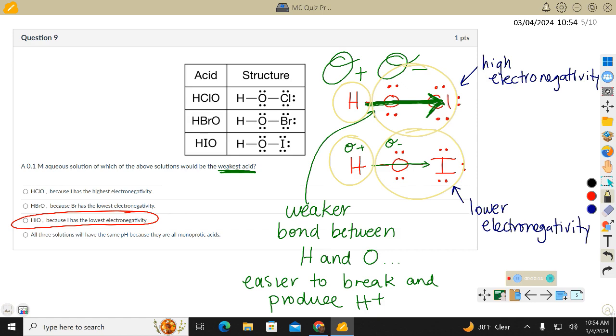Now, they're all still acids, and oxygen is going to pull electrons away from hydrogen no matter what. But with iodine on the other end, there's just not as strong of a pull for the electrons to be drawn away from the hydrogen. So that bond should be the strongest of the three here, which means it's going to be the hardest to remove the hydrogen. That's your weakest acid.